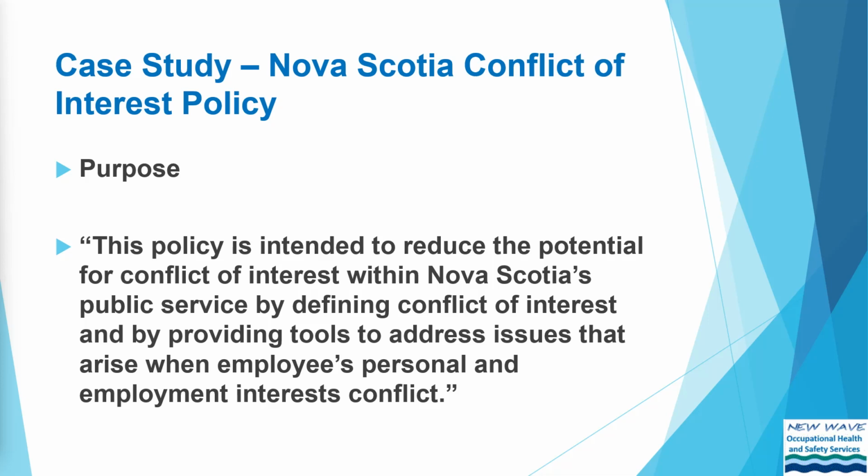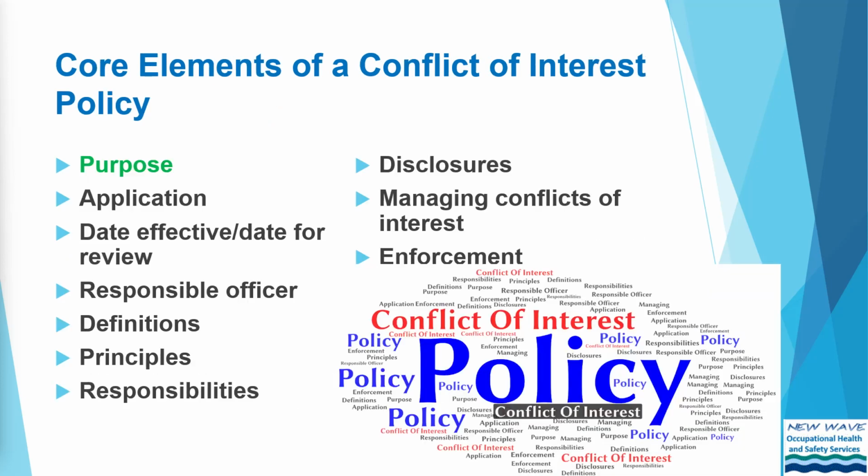The first element is purpose. Does the policy discuss its intent? In the Nova Scotia policy, this is actually in the first paragraph, where it says, this policy is intended to reduce the potential for conflict of interest within Nova Scotia's public service by defining conflict of interest and by providing tools to address situations that arise when an employee's personal and employment interests conflict. So, purpose, check.